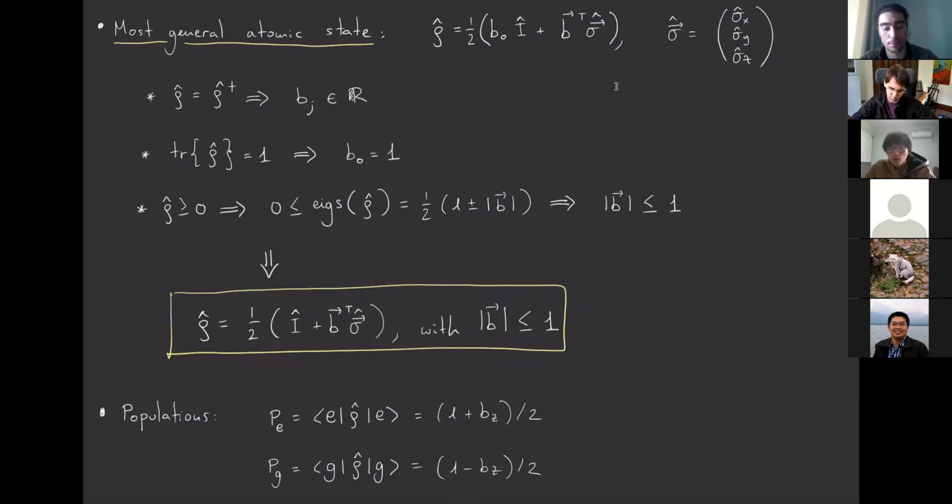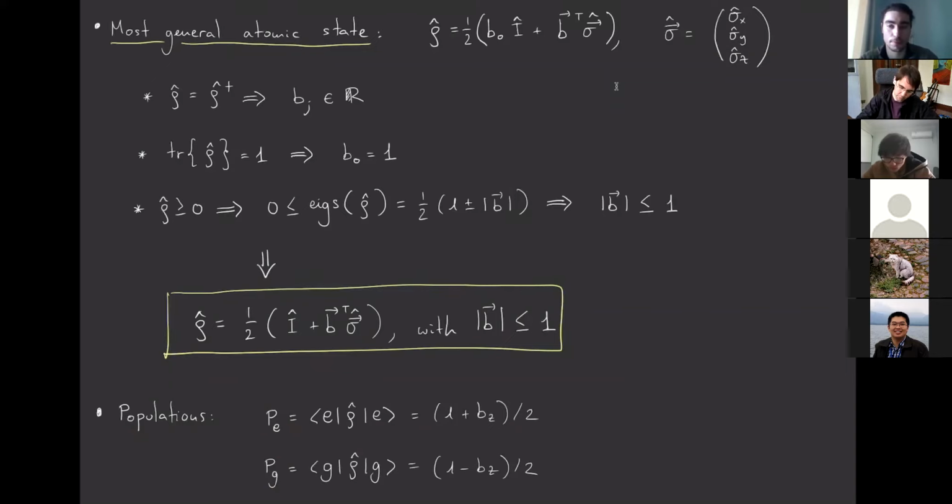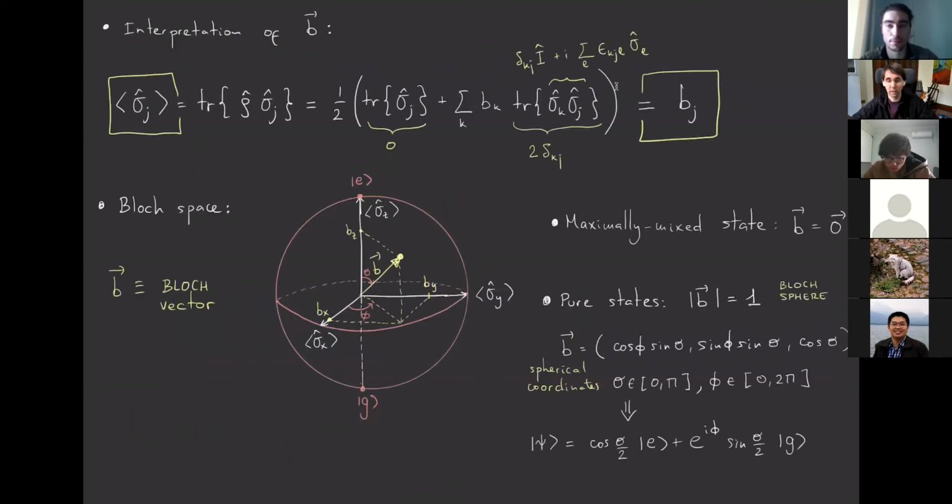And just because we will use them today, I remind you that we define something called the population, which is a special observable that tells you how much of the atom is in the excited state or in the ground state. So just remember this definition that will be important. It's just the probability of the atom to be in the excited state or in the ground state. So we will be using this today. We also saw that these coefficients b, this Bloch vector, has a very nice interpretation, in particular as the expectation values of the Pauli operators.